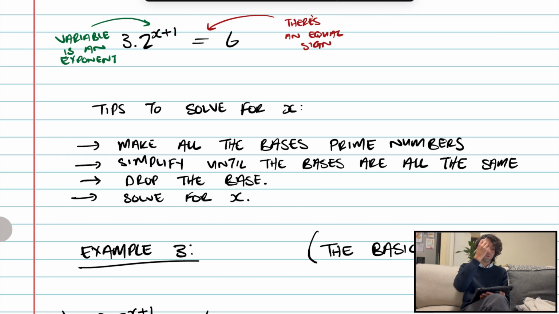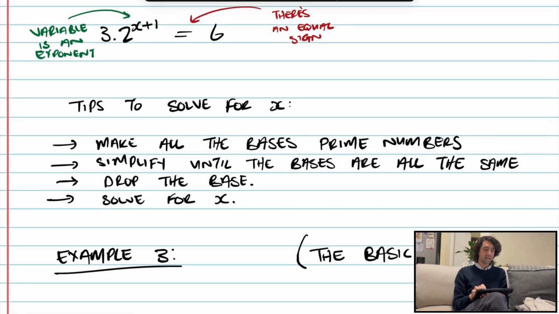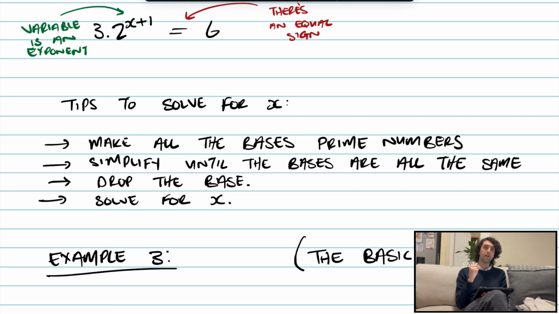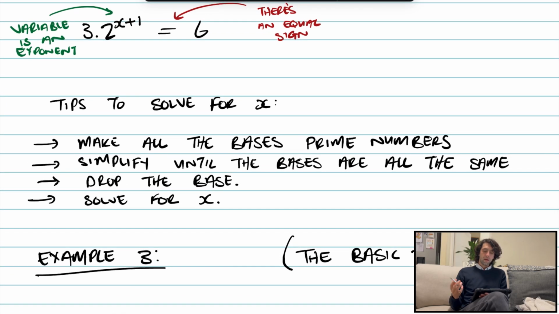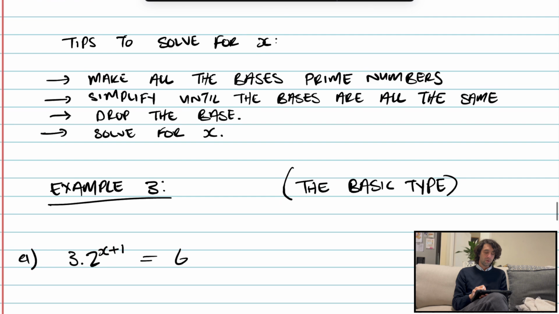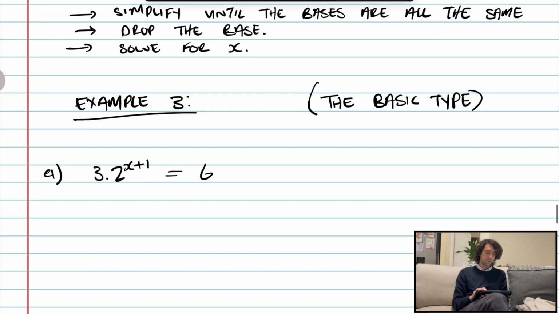So here are some tips very quickly. Basically, what we want to do is, again, make all of our bases the same. They need to be prime numbers again, as we've been doing in the previous couple of videos. We're going to simplify to the point where we can drop the base. Once we drop the base, we solve our equation as we have in previous years. We're just going to take everything away from that x so that we have x as our only variable, and we can figure out what x is equal to.